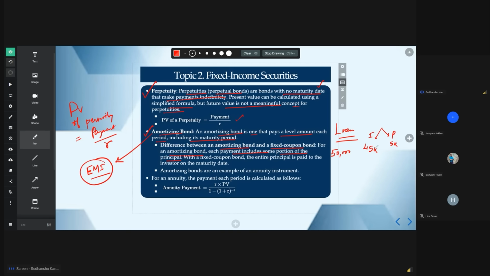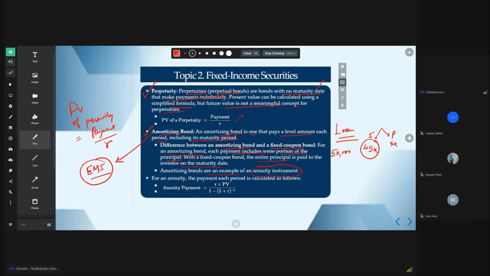First the interest will finish off, then the main principal will finish off. Just Google how loan payments are structured in India or worldwide. It's an EMI. An amortizing bond is your EMI. In a fixed coupon bond, the entire principal is paid to the investor on the maturity date. Amortizing bonds are an example of an annuity instrument. What's an annuity?